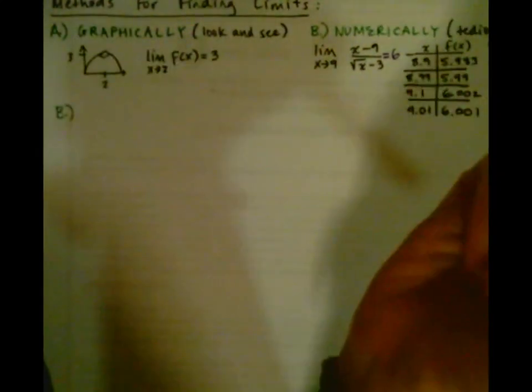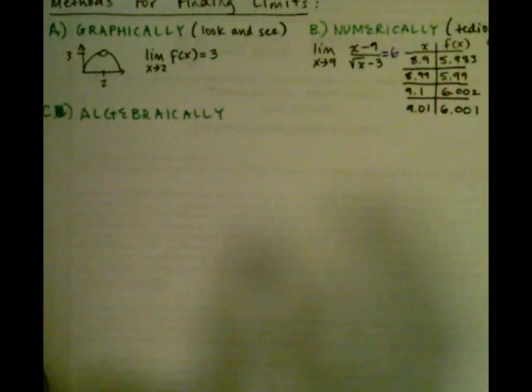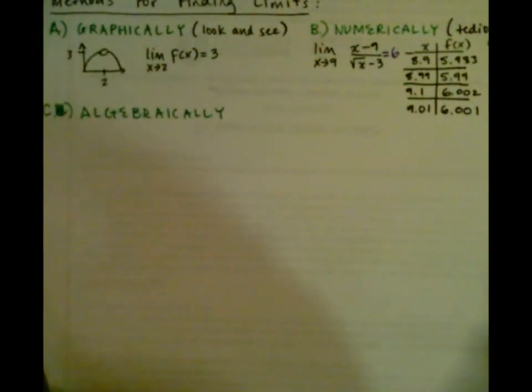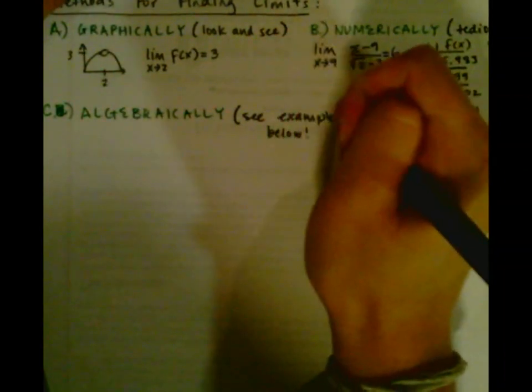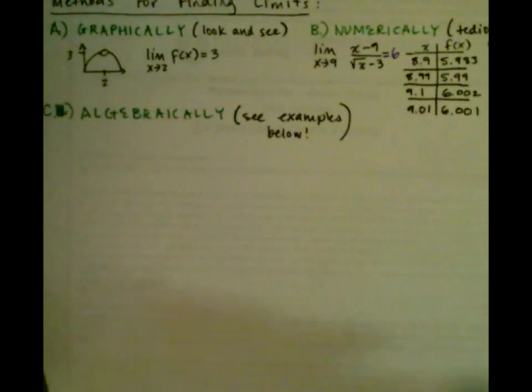We have graphical and numerical, and now the third option is going to be algebraic, which we're going to get into right now. Oh, I put B a second time, but I really want to say C. Okay, algebraically. By algebraically, I mean we're going to be manipulating the function to find what the limit is. We'll just say see examples. Okay, so now let's get into some examples.